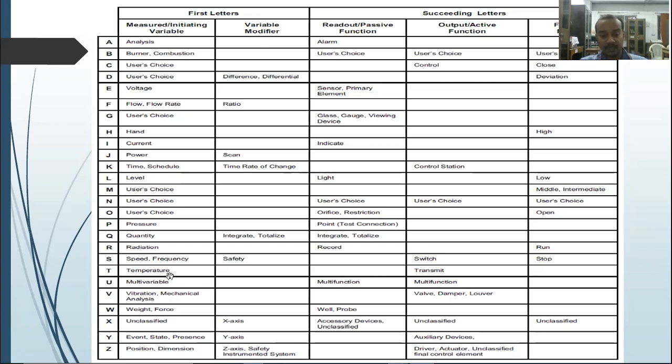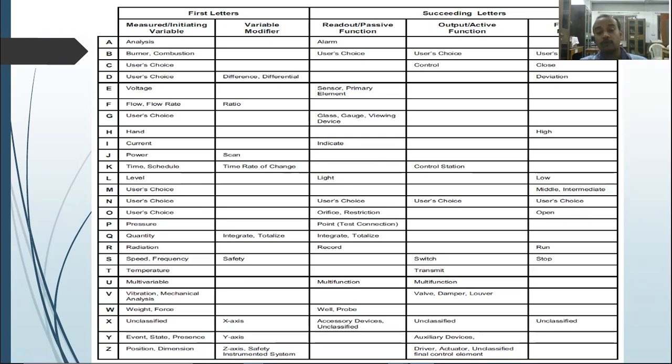T means temperature. After that, for I, we cannot take current because current is the first letter. We need to go for the succeeding letters, so the succeeding letter is indicate. And again, C is also a succeeding letter, that means control. If we join these three words, it is temperature, indicate, control. So TIC stands for temperature, indicate, control, and the loop number is 103.